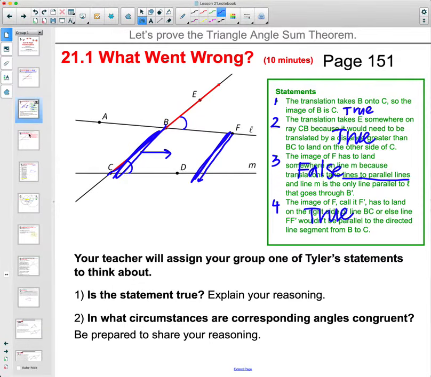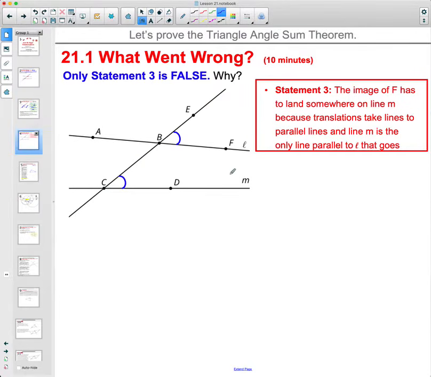Okay, so let's take a look at statement 3. So statement 3 is the only one that's false. Okay, and again, why is it false? Because these lines are not parallel. So line L is not parallel to M. If it was, this would be a true statement. But L and M are not parallel to each other.